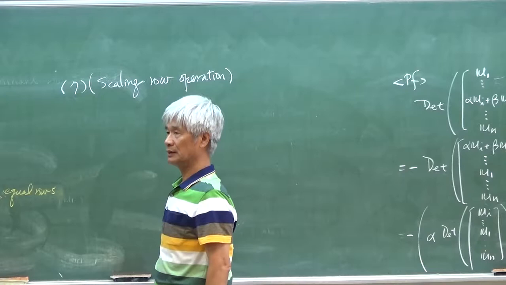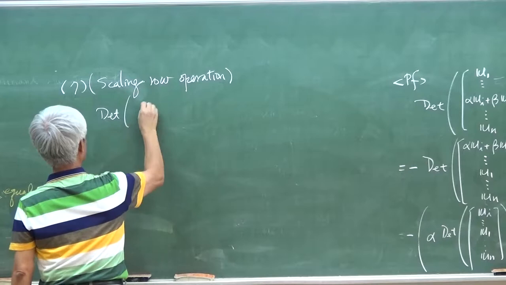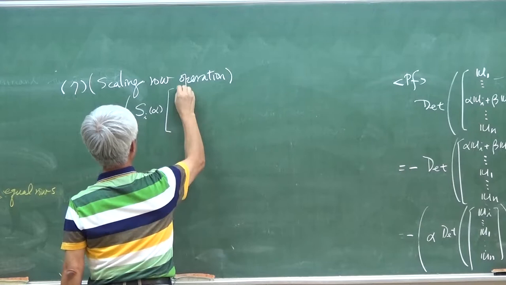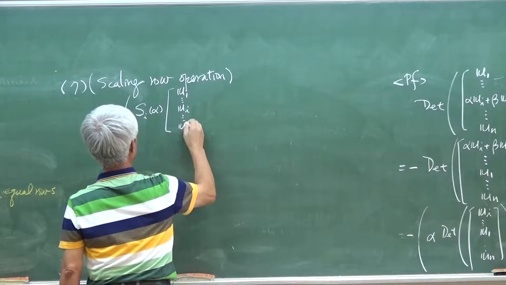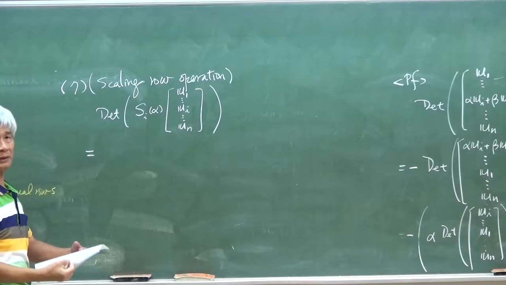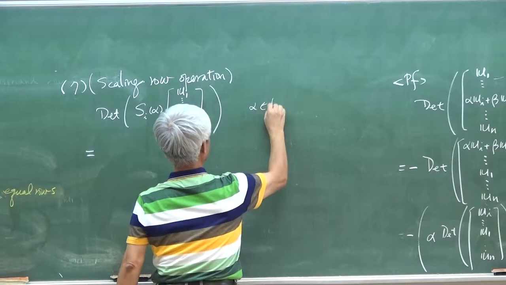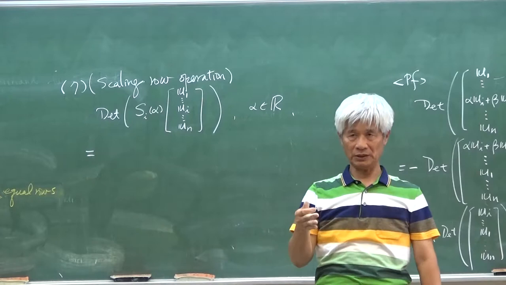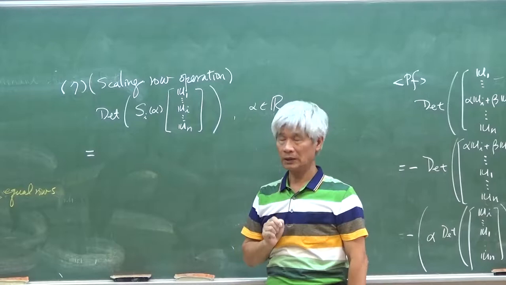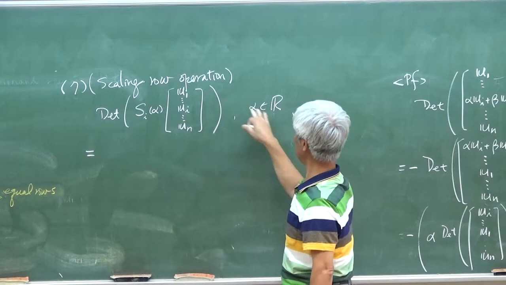The scaling row operation is here. The determinant of u1, alpha ui, un. You apply the scaling operation here, which means that you multiply the ith row with alpha. Now alpha can be any real number. But when we do the row reductions, we usually use scaling such that alpha is not zero, otherwise it's not invertible. But for here, that's fine. We can allow alpha to be zero.